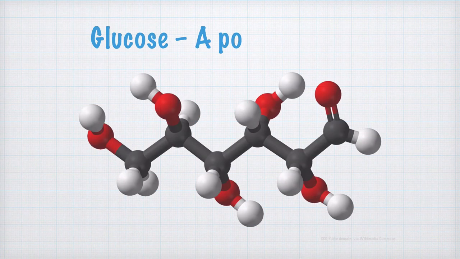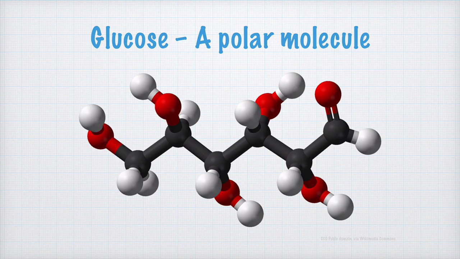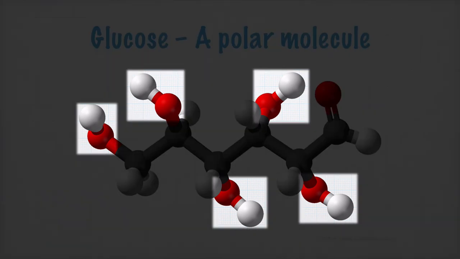Now, here I have a model of a glucose molecule. You don't need to learn its structural formula just yet. You'll have to wait until we reach organic chemistry. But can you still see why the glucose molecule is polar? Well, it's because of the many OH groups here with oxygen and hydrogen.